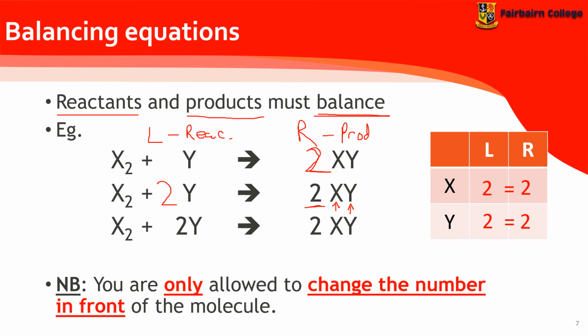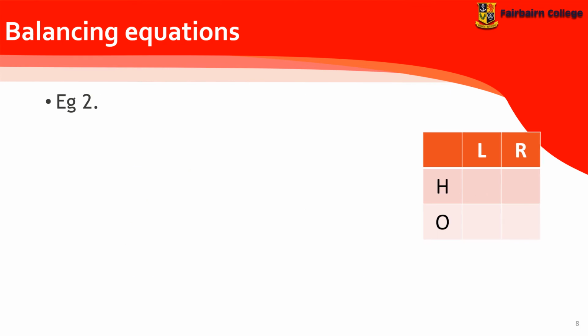Okay, and then just again, it is very important that you are only allowed to change the number in front of the molecule. You may not change the numbers after the symbols. Okay, so let's look at our favorite real-world example quickly. H2O. So if you are given this equation, H2 plus O2 equals H2O, and you have to balance this. Now again, you can't just take these numbers away over here.